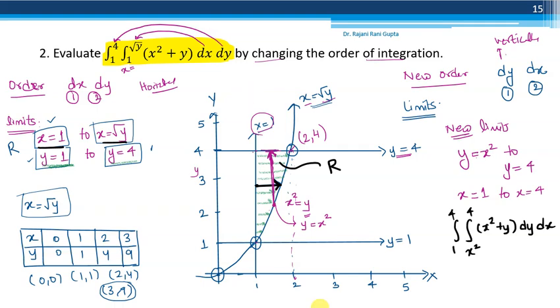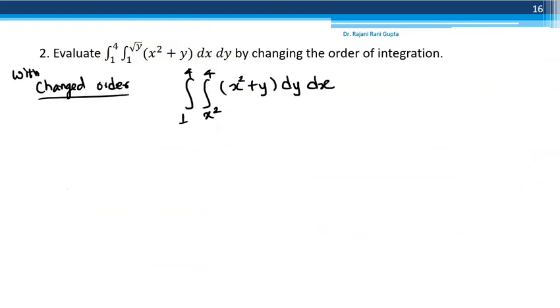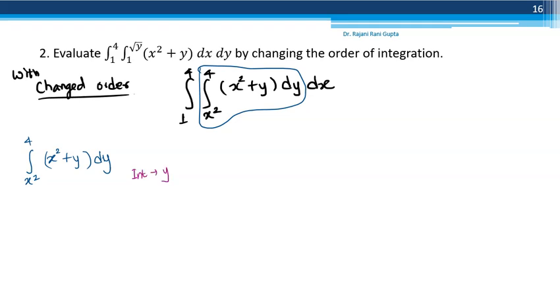Okay, let's solve this integral. So to work on this, first we solve this innermost integral. Okay, so let's write it down. Integral x squared to 4 of x squared plus y dy. Now you see here the addition sign. Okay, you are integrating with respect to variable y and constant is x.